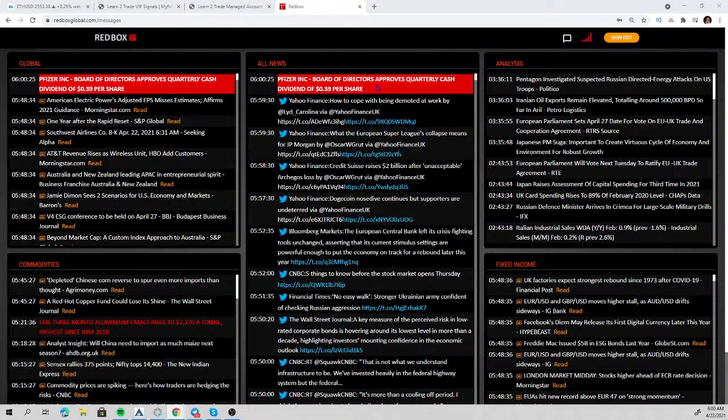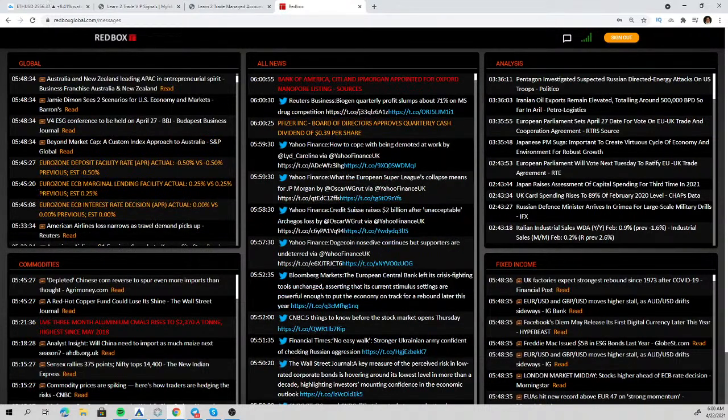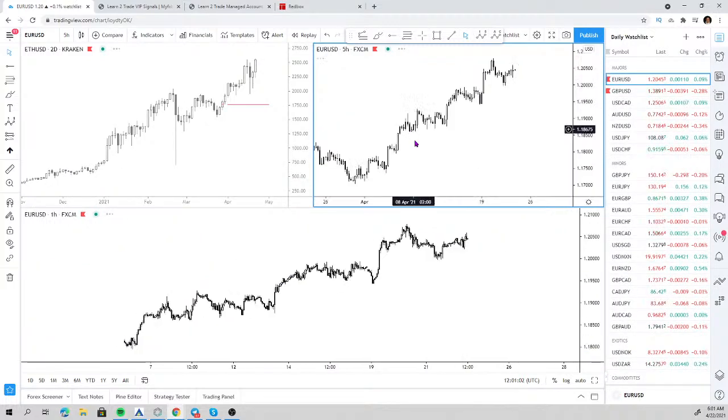So we did have the ECB rate decision. They stuck with the minus 0.50. The marginal lending facility they didn't touch, and the interest rate decision was actually 0%, the same as the previous 0%. So not a lot going on here on the euro, right? Euro USD, let's have a look.